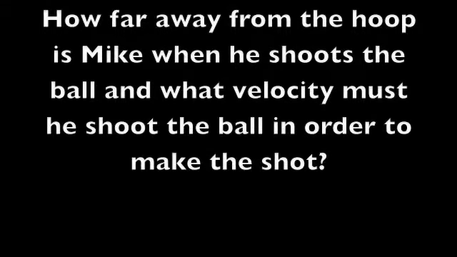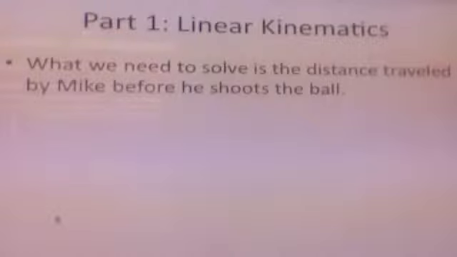So here's the problem we want to solve. How far away from the hoop is Mike when he shoots the ball, and what velocity must he shoot the ball in order to make the shot? In order to solve this problem, we need to split it into two parts. The first part is a linear kinematics problem. In order to figure out Mike's distance from the hoop, we must first find out how far he traveled.